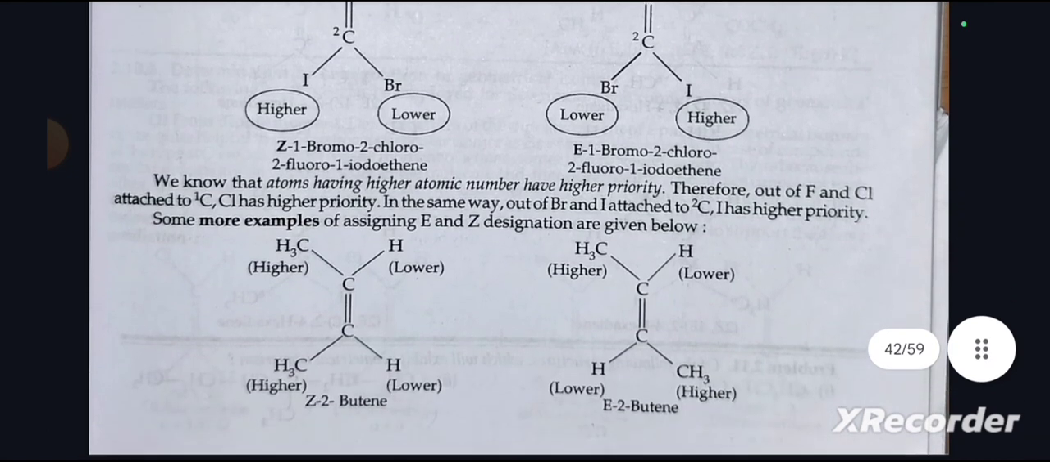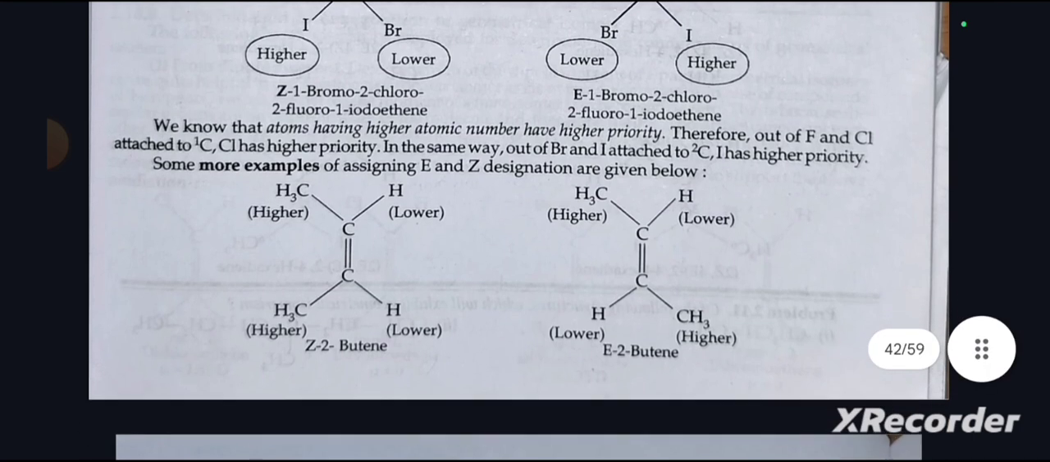Z-1-bromo-2-chloro-2-fluoro-1-iodoethene; E-1-bromo-2-chloro-2-fluoro-1-iodoethene. We know that atoms having higher atomic number have higher priority. Therefore, out of F and Cl attached to C1, Cl has a higher priority. In the same way, out of Br and I attached to C2, I has the higher priority.